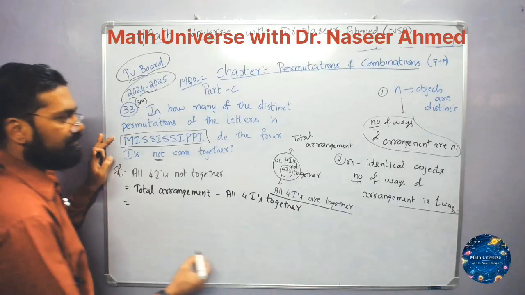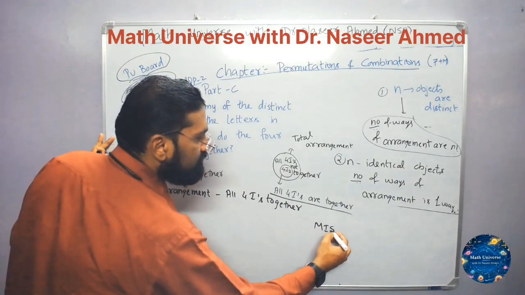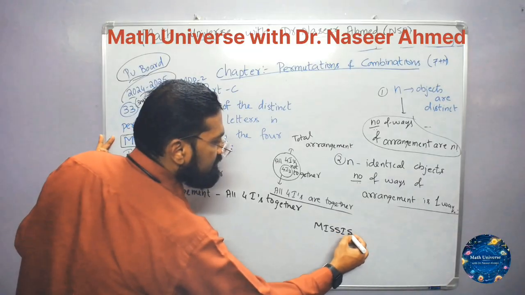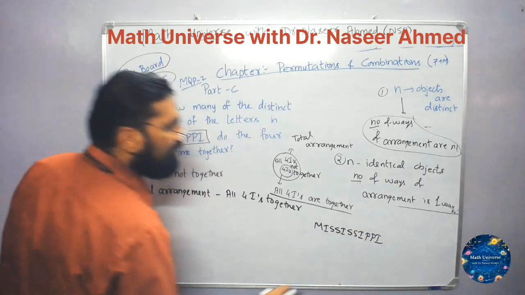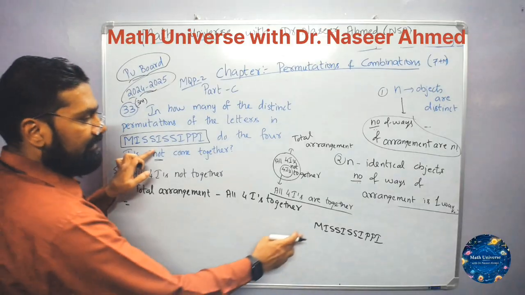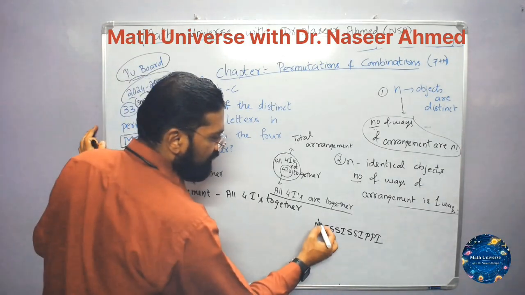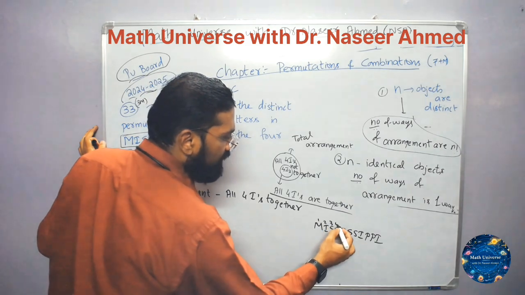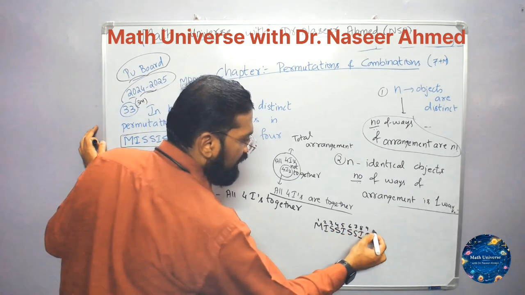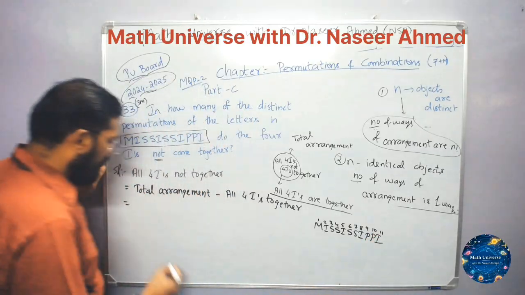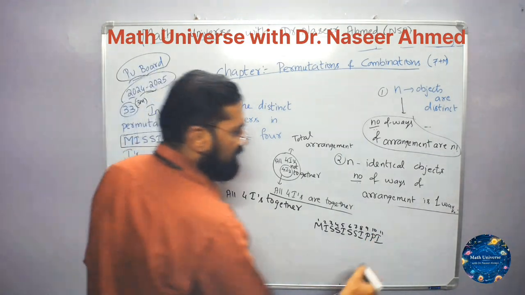Let us take that Mississippi. When you write these words, recheck: have you written correctly? Yes. Now, for all the arrangements, how many letters are there here? Check: 1, 2, 3, 4, 5, 6, 7, 8, 9, 10, 11. So 11 factorial is the total arrangement we are talking about, in which some of the letters are repeated.